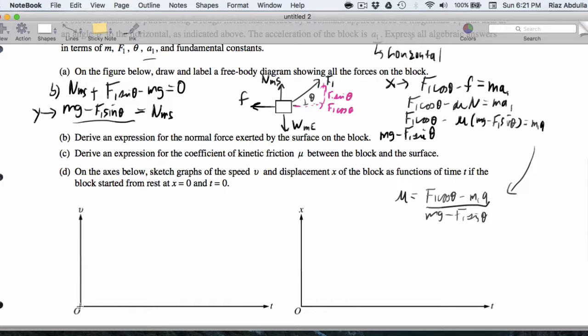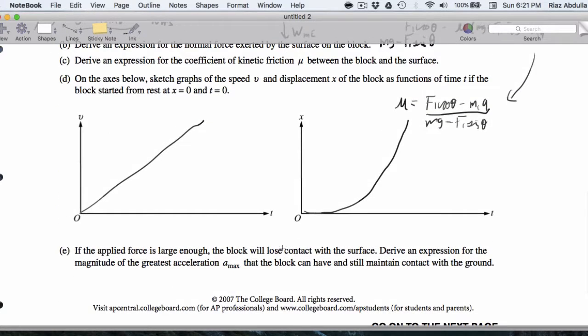Now we want to sketch the speed and the displacement. Well, it's accelerating at a steady rate, so v looks like this, and x is a parabola, as always, when we have steady acceleration. Finally, if we lose contact with the surface, that implies the normal force is 0, and that implies that the friction force is 0.